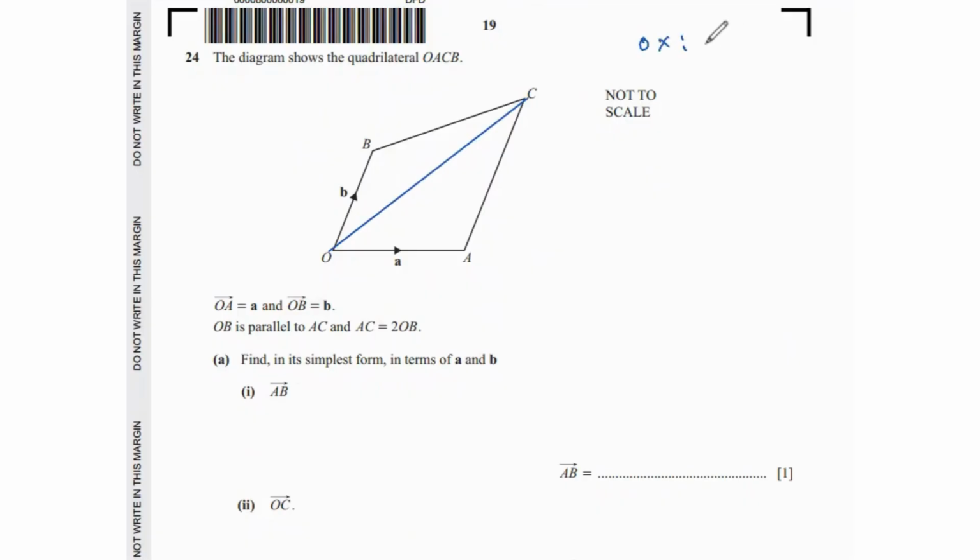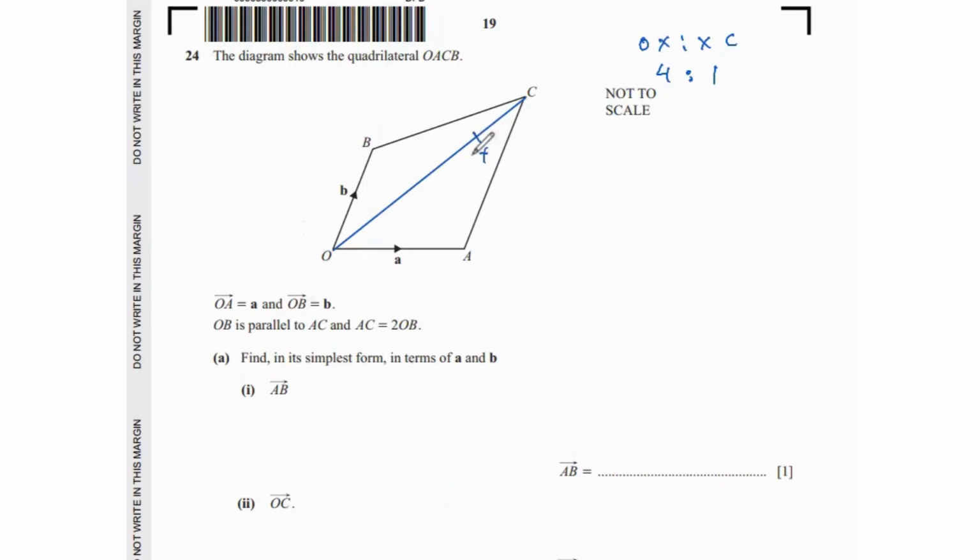OX is to XC is 4:1. So if you say this is X, this is 4 parts, this is 1 part. OC was already found to be A plus 2B. They're asking us to find BX, which is this one. So if we find OX, we already have OB, we can use that to find BX.